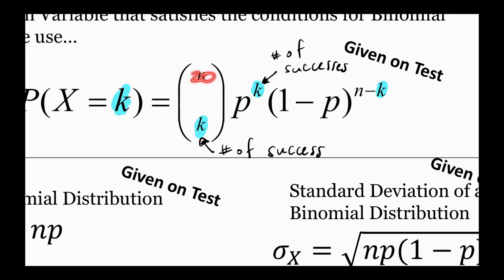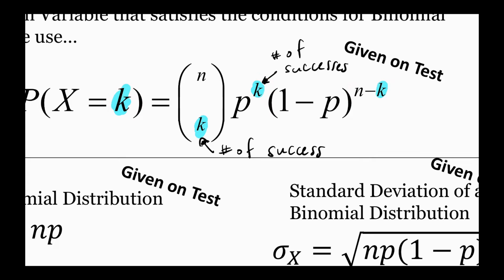So if there are 20 here, and we want to know 5 successes, it would be P to the 5th, and then this one would be 15 because it's 20 minus 5. So these two numbers added up should equal this number here. These two added up should equal this number right here.